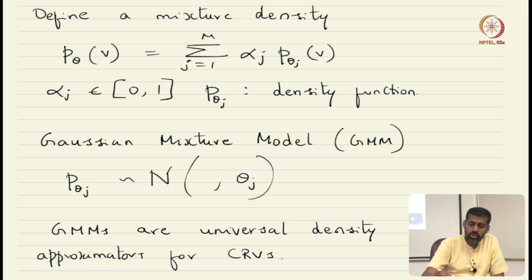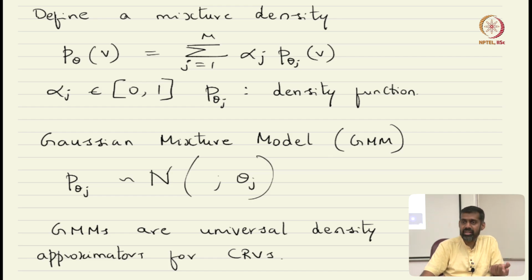Do all the p_theta_j have to be of the same functional form? No, not necessarily. One of the densities can be Gaussian, another can be exponential, and so on, but typically it is chosen to be homogeneous. You take the same density functions. And what is m here? m is the number of density functions that you are combining. That is also a knob that we can play with. That is also a model choice.